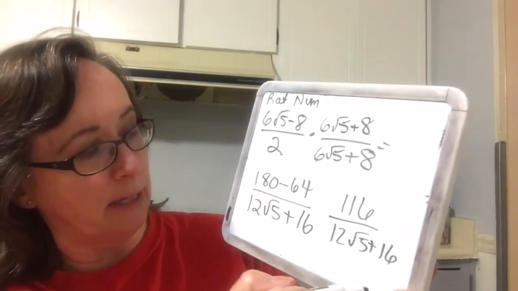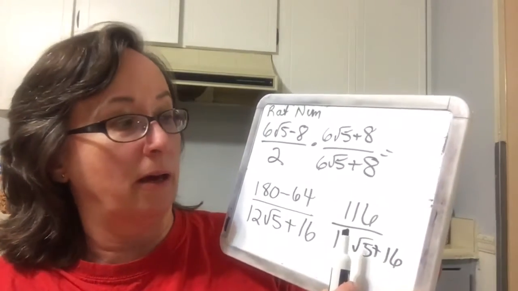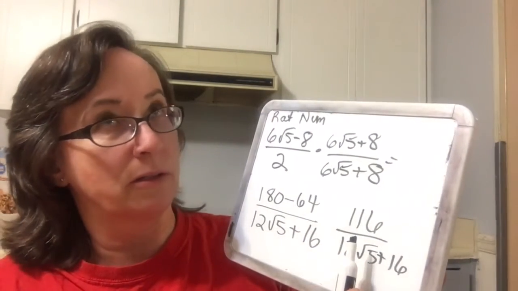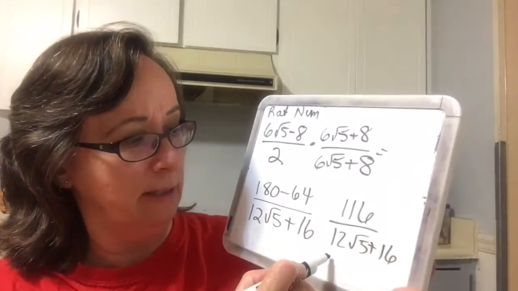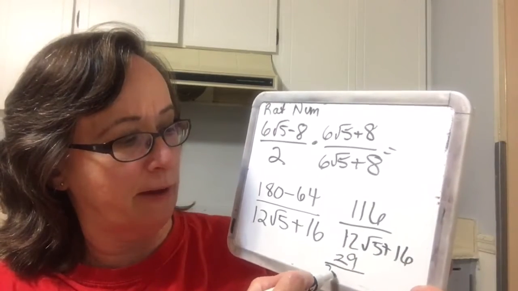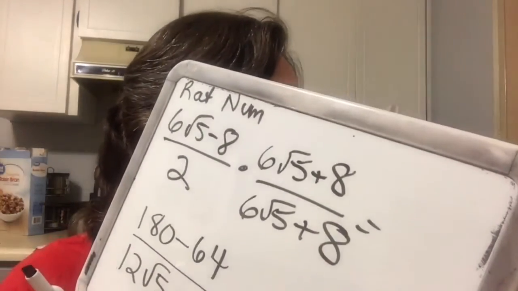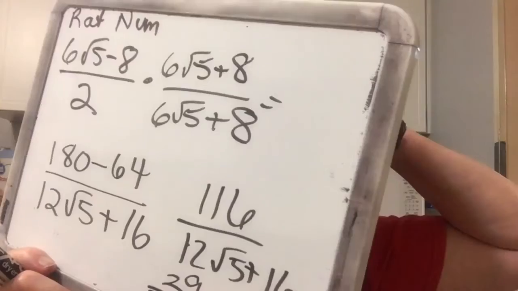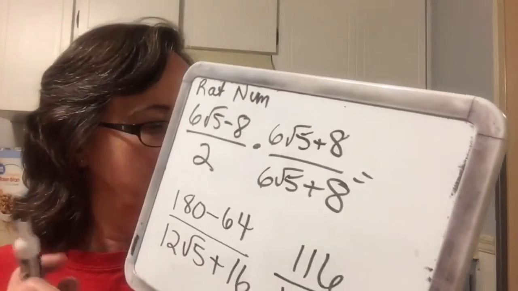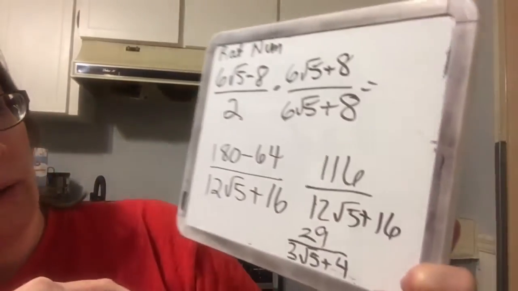And if we divide everything by 4, then the numerator is going to become 25 plus 4, 29. 29 over, divide by 4, 3 square root of 5 plus 4. Okay, now I did enough of that in my head that I'm going to try to check that answer and see what it was. Okay, so I think we got that one right.